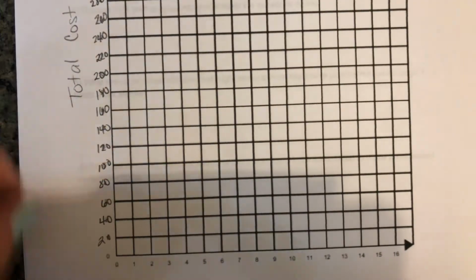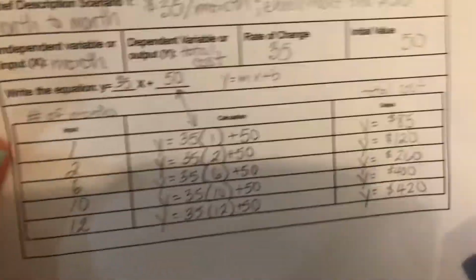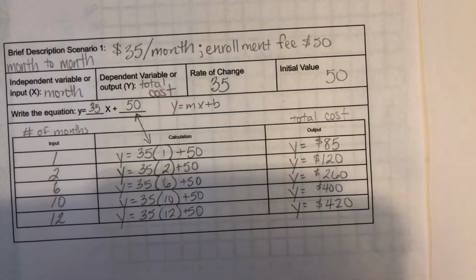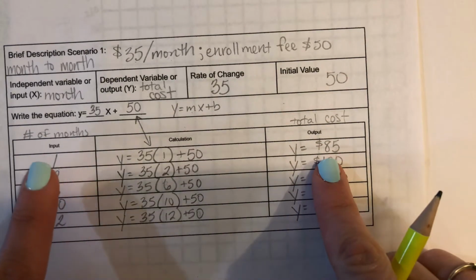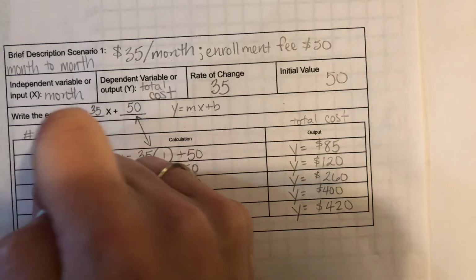So I am now going to go ahead and plot the points. You're like, where are those points coming from, Mrs. Lawrence? Well, they're coming from the table that you've done in your scenarios. So I need ordered pairs to graph. Here are our ordered pairs. Remember, X is input, Y is output.